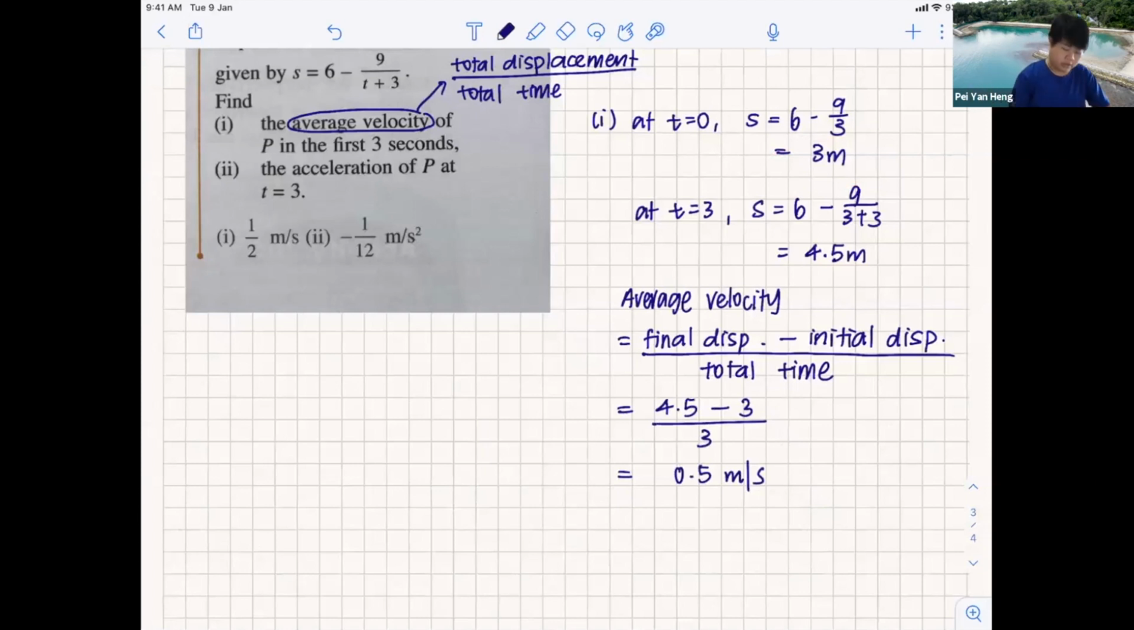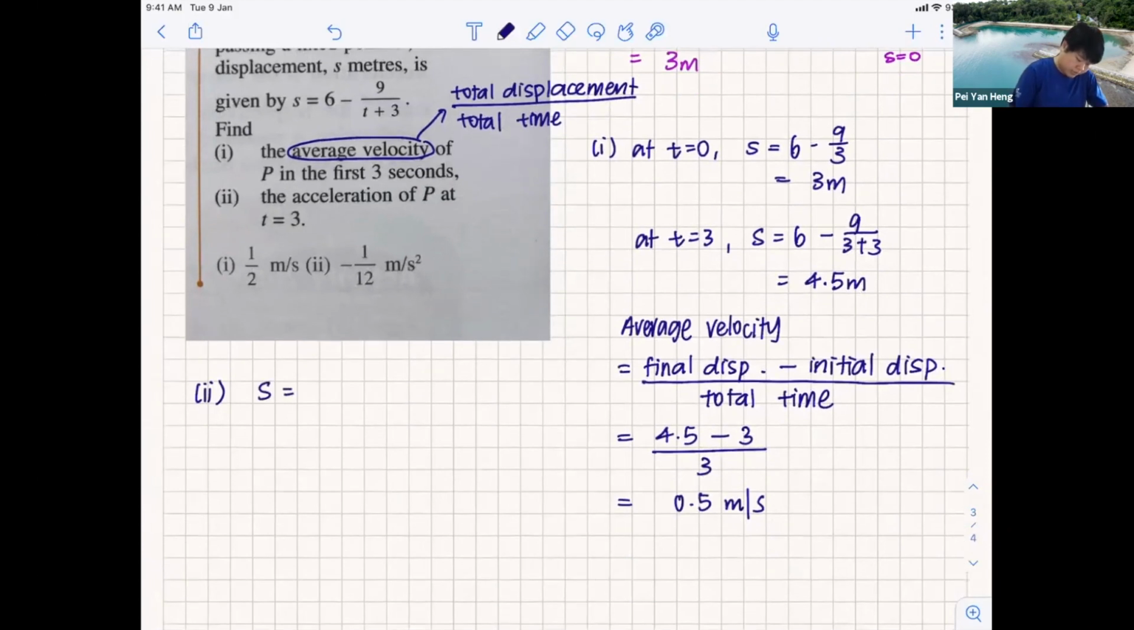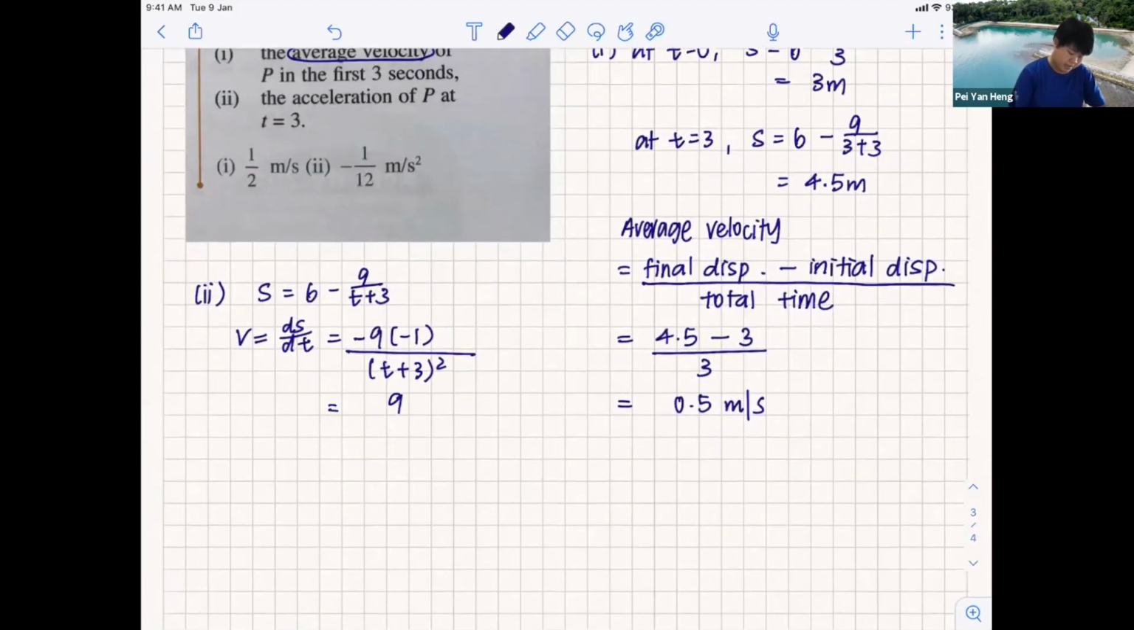Okay, after which you need to find the acceleration of P at t. So you are given the displacement, s equals 6 minus 9 over t plus 3. To find velocity, you need to take ds/dt, the derivative. So this will give me minus 9 times minus 1 over t plus 3 whole thing squared. So this will simplify to 9 over t plus 3 whole thing squared.